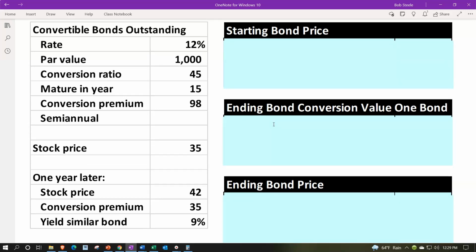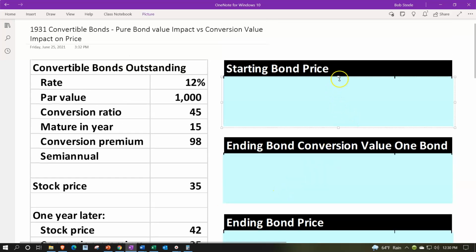Stock price is $35. One year later, we're going to assume the stock price is then $42. Therefore, the stock price goes up one year later. Conversion premium then is $35 as opposed to the $98, which is often the case, the conversion premium possibly going down as time passes. Yield on similar bonds is 9%, meaning similar bonds are yielding 9%.